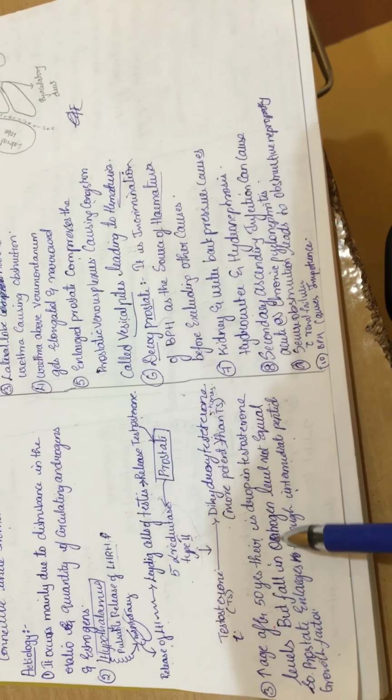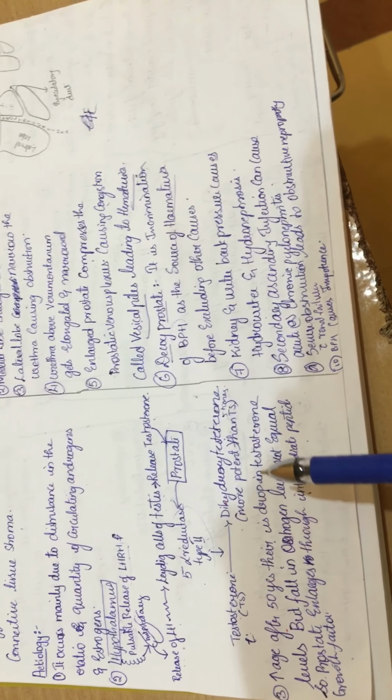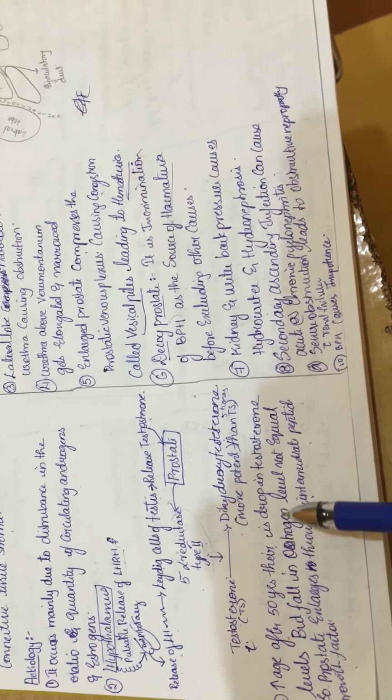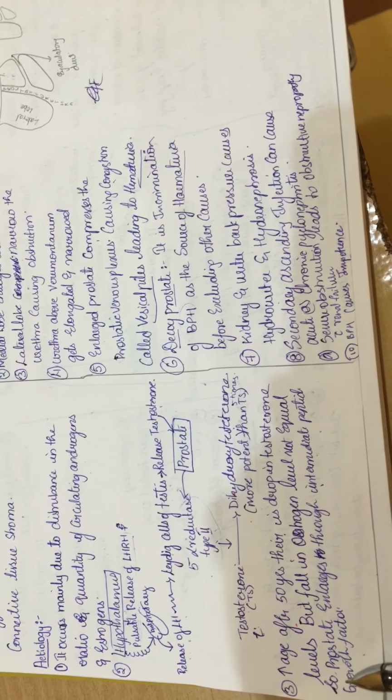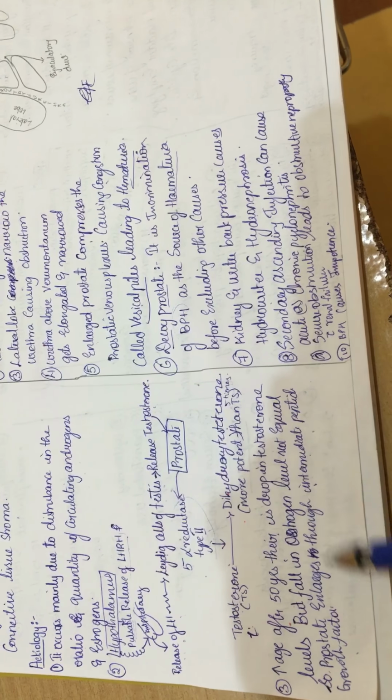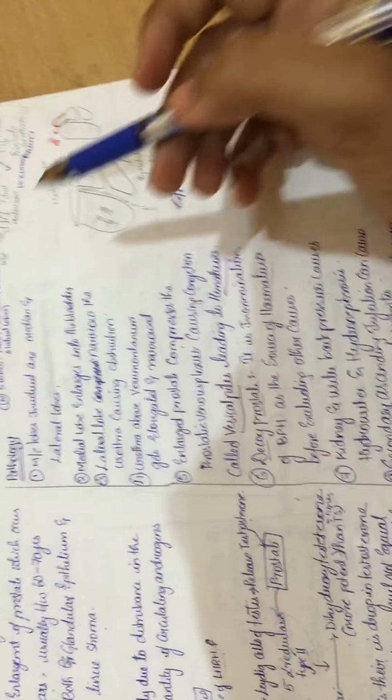With increasing age after 50 there is a drop in testosterone level, but the fall in estrogen level is not equal. So the prostate enlarges through intermediate peptide growth factors.